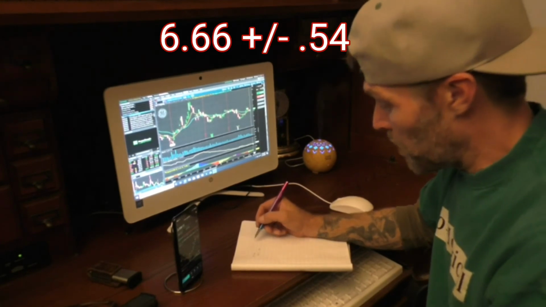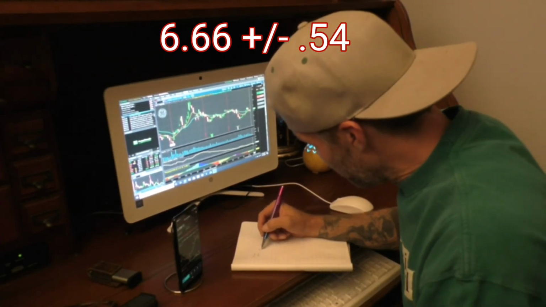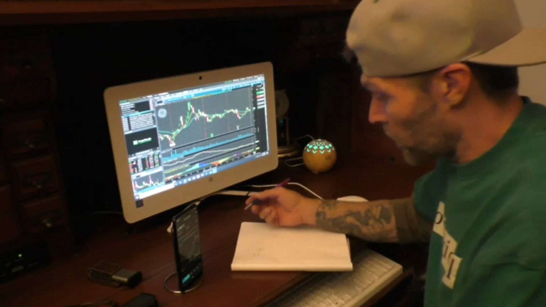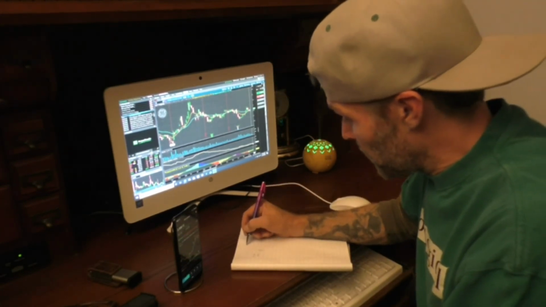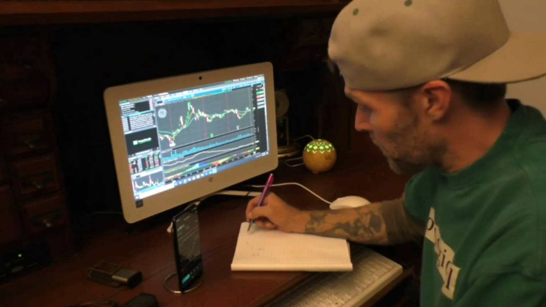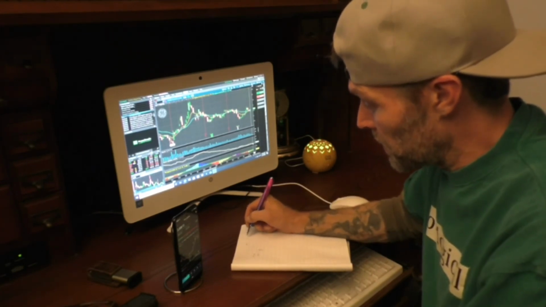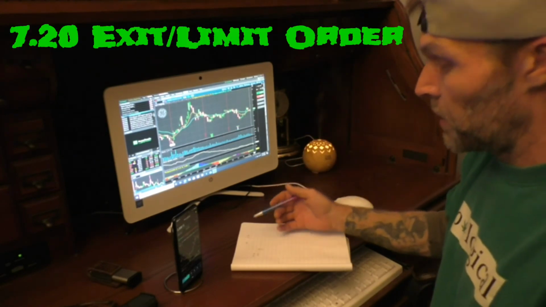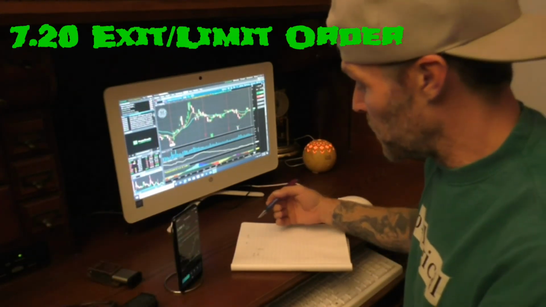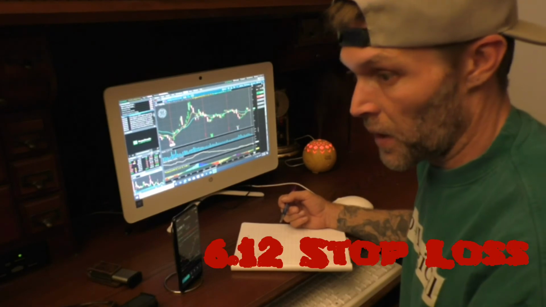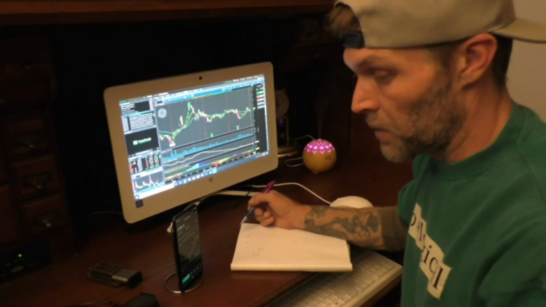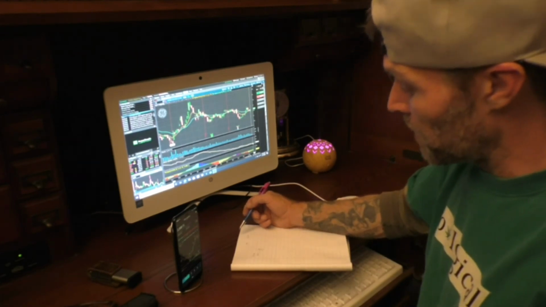So basically we'll take the $6.66. We're going to double it. So we've got a difference of 54 cents up or down from $6.66. So 54 cents above that is a really abnormal move, and 54 cents below that is an abnormal move. So that's where I'd set my stop loss, and then that's also where I would set my limit gain.